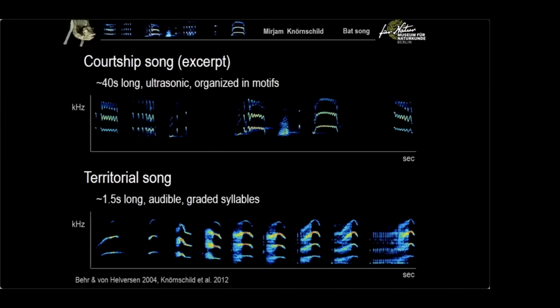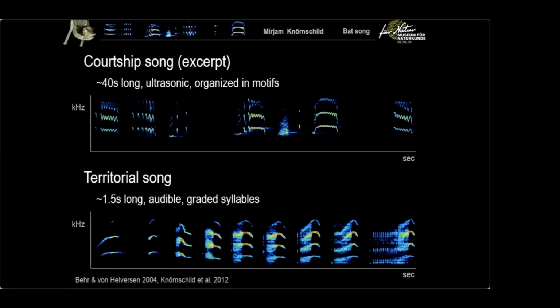I only brought you an excerpt, so a small bit out of a courtship song, because courtship songs in Saccopteryx bilineata are extremely long for bat vocalizations. They're on average 40 seconds long, but individual males have been recorded singing for up to an hour straight, with song directed particularly at one specific female. So a very long bat vocalization. It's purely ultrasonic, and the song is organized in motifs, as you can see here in the top spectrogram.